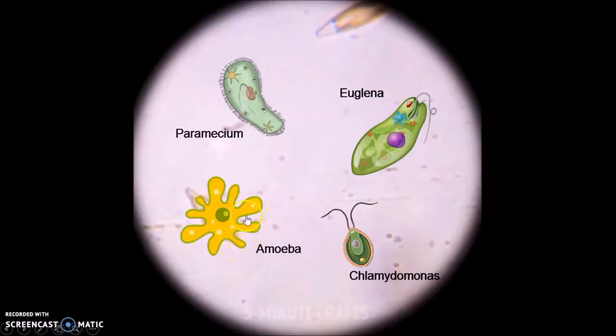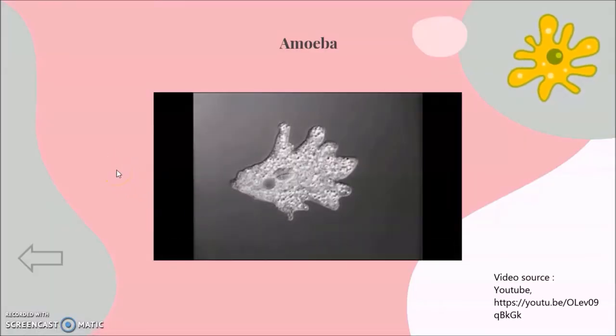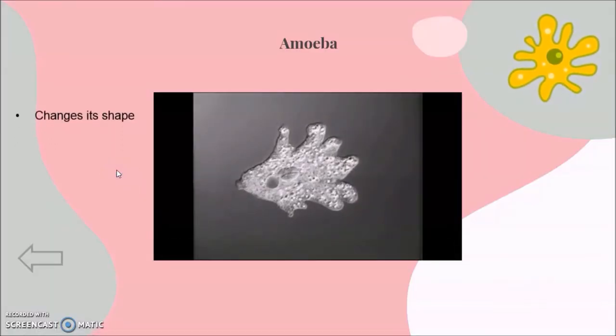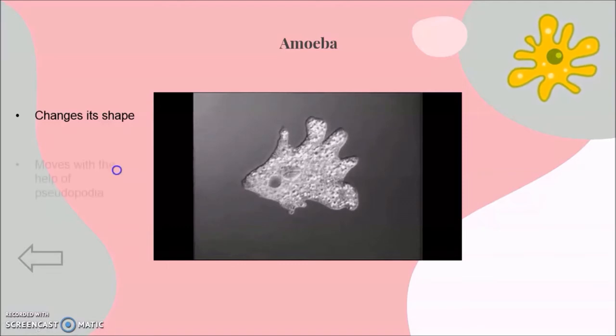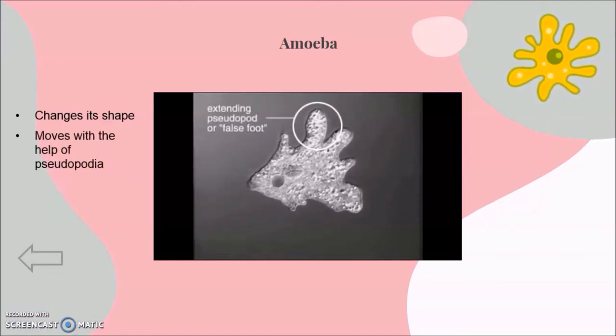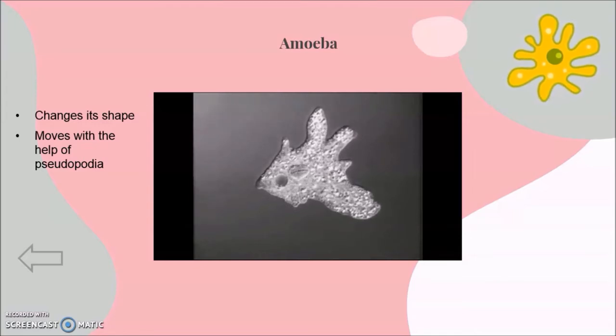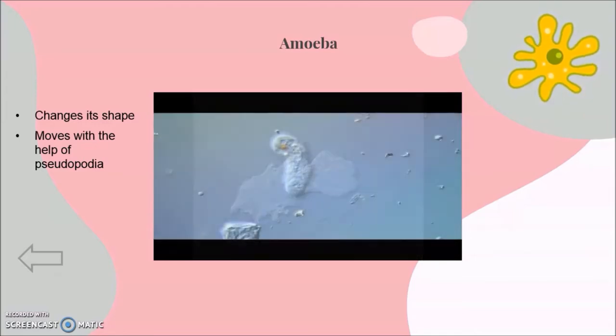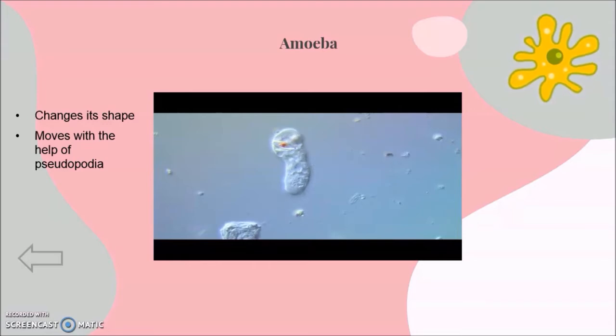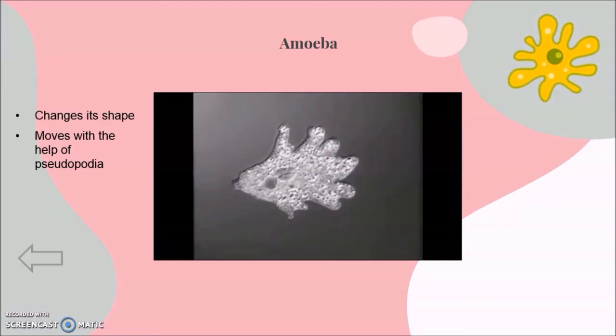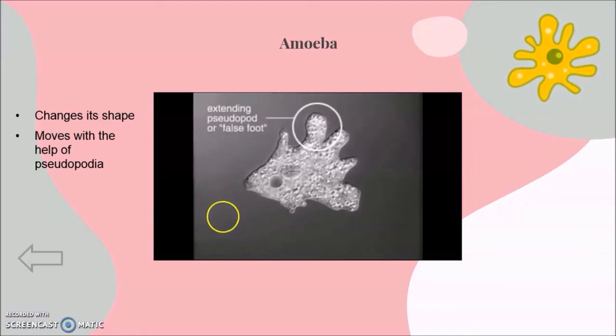How about amoeba? Amoeba can change its shape and move with the help of pseudopodia. Pseudopodia are false feet that amoeba forms, and they also help amoeba eat by stretching out the false feet that allow the amoeba to swallow its food.